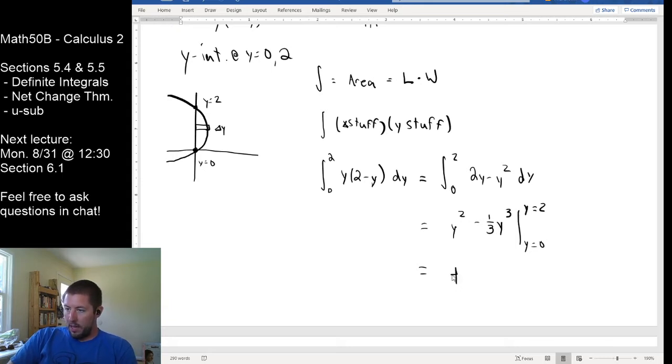So it looks like I'm just going to get 4 minus 8/3. That's 12/3 minus 8/3, so 4/3 is what I'm getting for that area that we have in the first quadrant right over here.